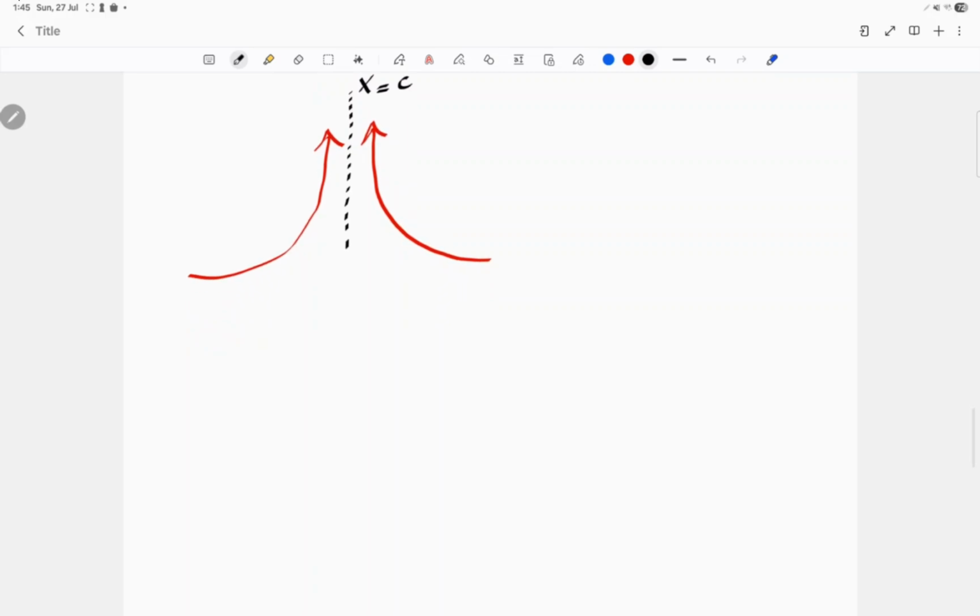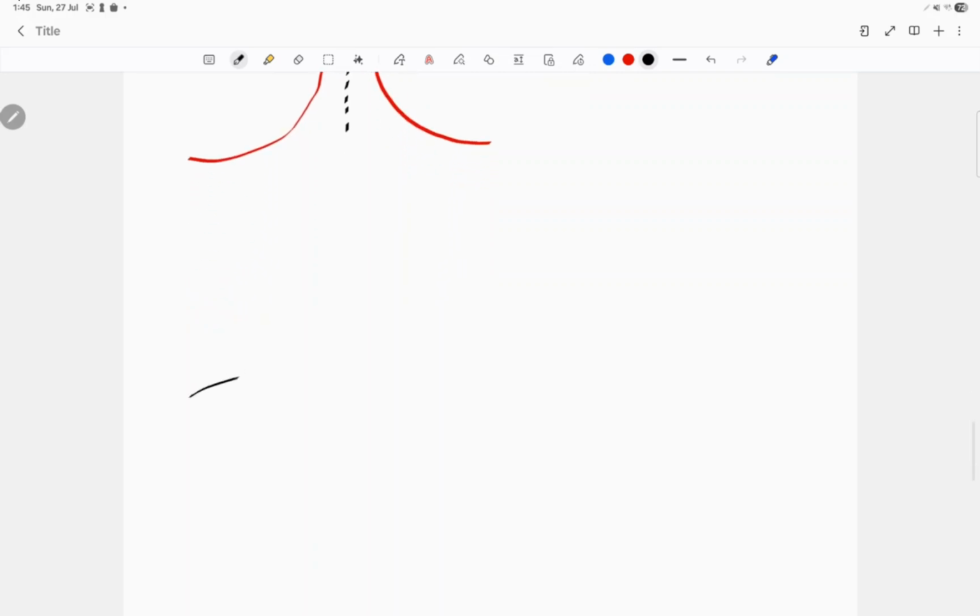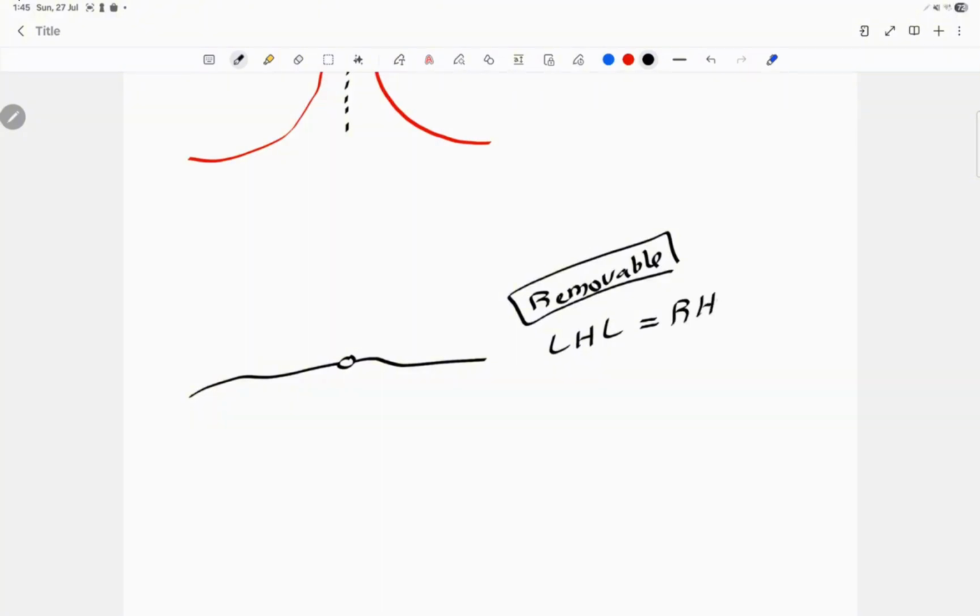How about when it's removable discontinuity? When you remove it, you remove something. Removable discontinuity. Something had to be removed. Okay? So what's happening here is that the left-hand limit is equal to the right-hand limit. But you see there is a hole. That means the function is not defined at this point. A hole means not defined.